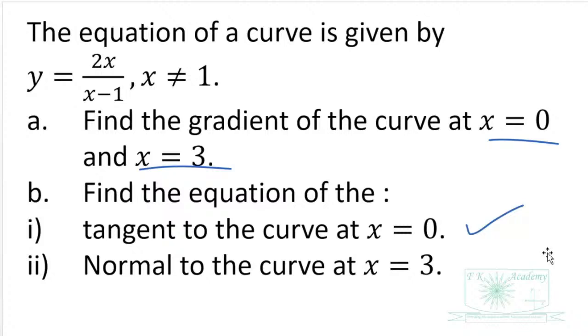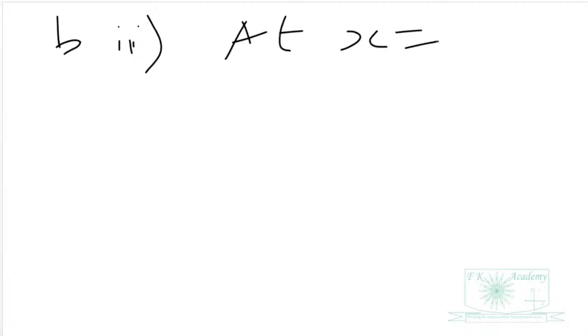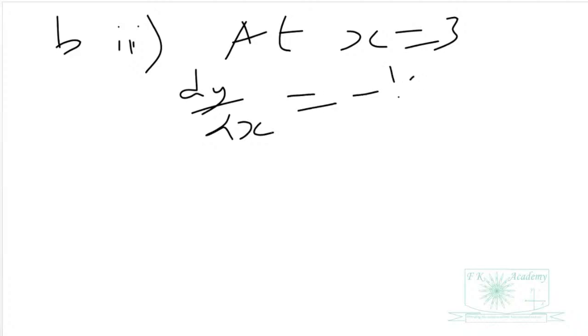Then the equation of the normal to the curve at x equal 3. So remember, at x equal 3, the gradient was negative 1 over 2. So that is the gradient of the tangent. So bii, at x equal 3, dy dx was negative 1 over 2. Now this is the gradient of the tangent.